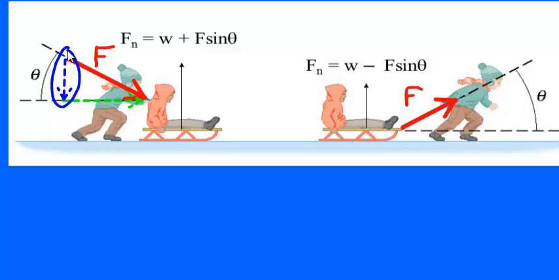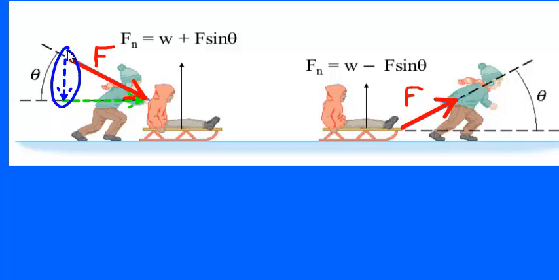All right, so what we're going to explore is at what angle should the kid push in order to be able to move the child on the sled forward with the least amount of effort? In other words, we want F to be as small as possible.